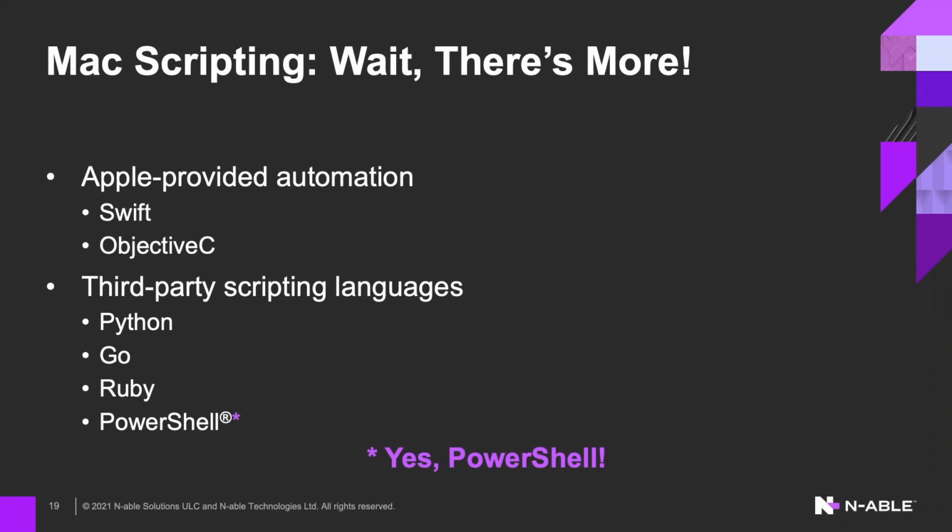There's also Objective-C, which is still lurking under the hood, left over from the NeXTSTEP days. That has hooks for AppleScript, so you can build your user interface in AppleScript and have it run Objective-C objects. There's a whole bunch of third-party scripting languages, including Python and Go and Ruby and PowerShell. And yes, I said PowerShell.